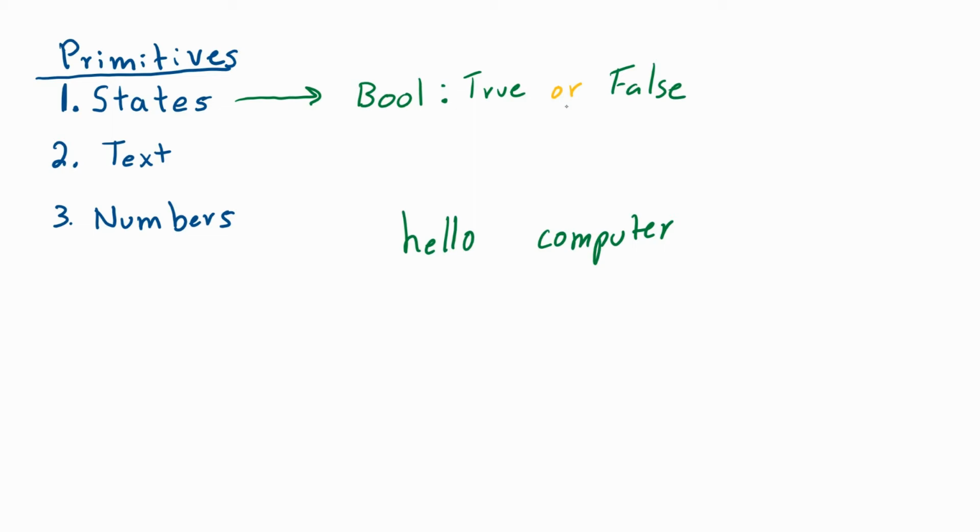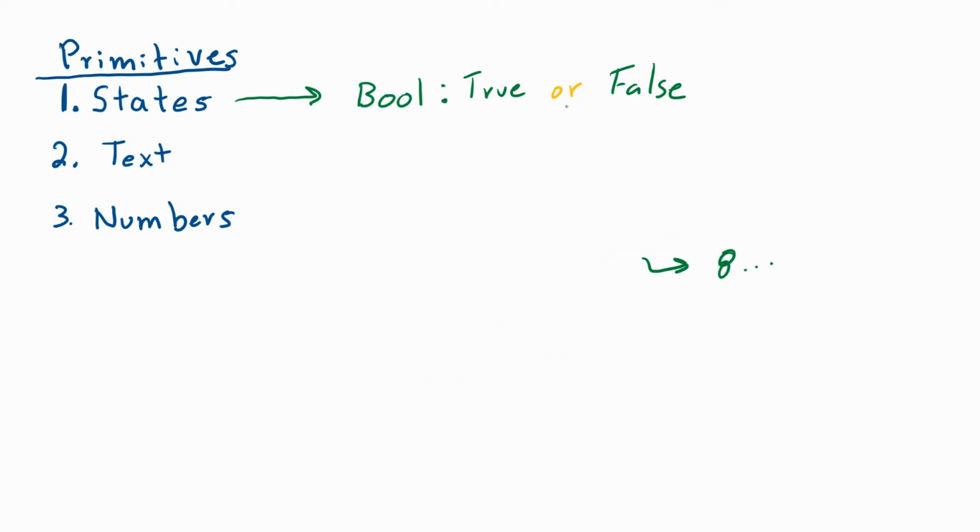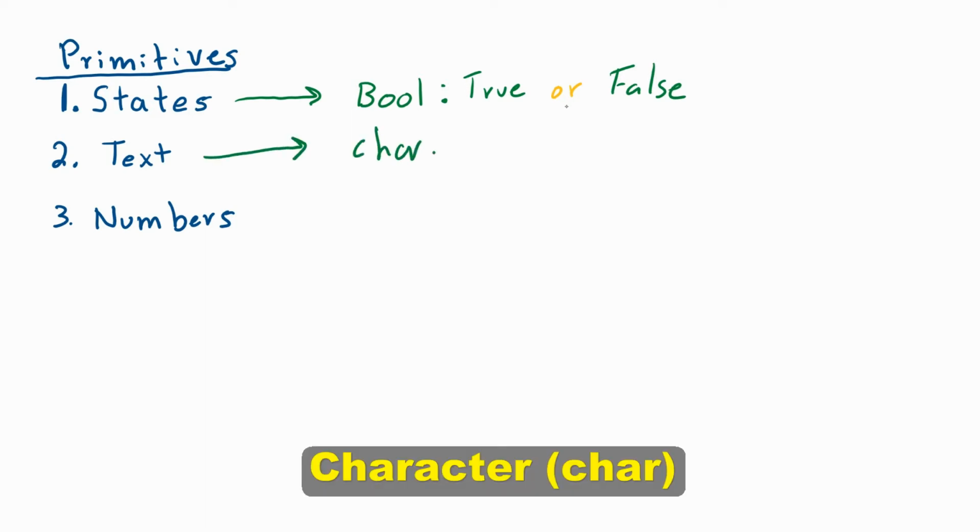So it's complicated to just define text as some kind of random size information. What we do instead is look at each little piece of information within text, and that just happens to be characters. Hello has the characters H, E, L, L, O. So this piece of text has 5 characters. And computer has 8 characters. So when we look at text, what we actually care about is characters, or char for short.